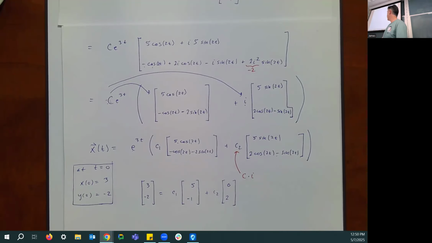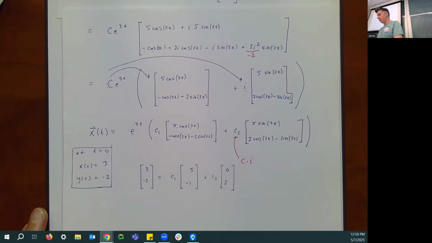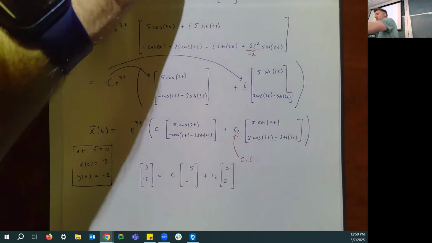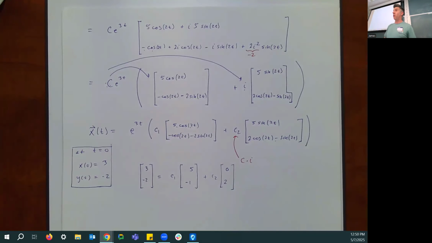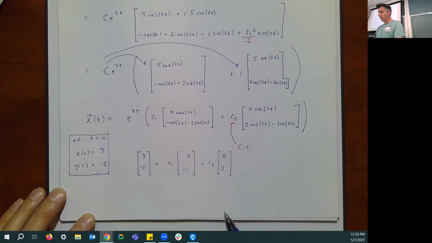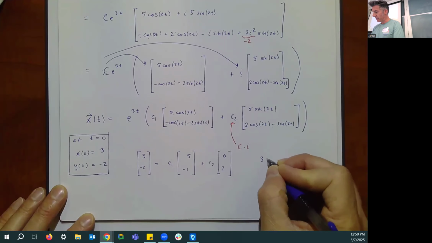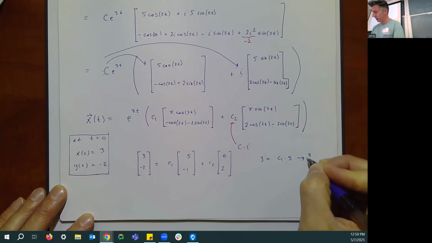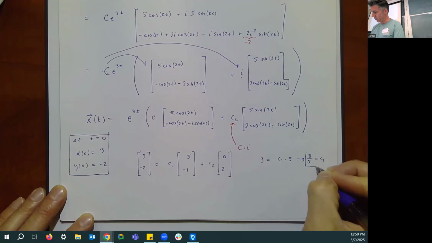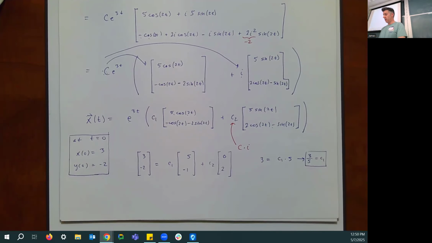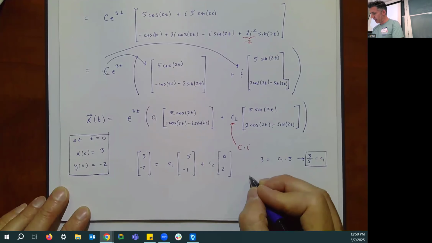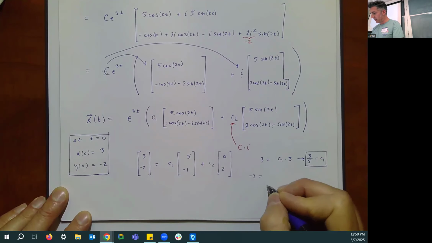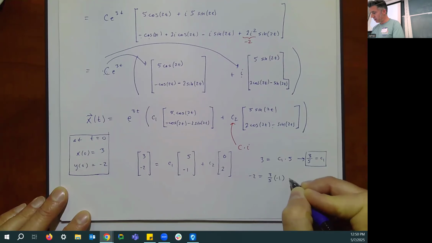All right. I've mentioned before how if your initial conditions leave you with a 0 in one of these spots, the system is pretty straightforward to solve. Specifically, I know in my first equation here that 3 has to equal C1 times 5. So C1 had better be 3 divided by 5. I have no other choice. And then in my second equation, I have -2 equal to C1, which is 3/5, times -1 plus C2 times 2.